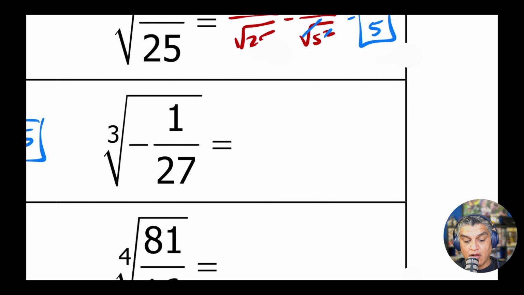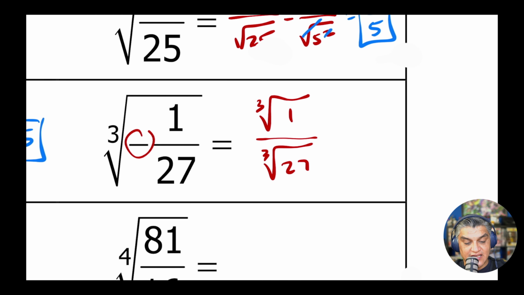So we can do the same thing here. We can separate it. We can put a cube root of 1 up here and a cube root of 27 down here, but this fraction is negative. So we can decide that the negative doesn't go to both numbers. You see how it's right in the middle? We can put the negative with the 1, or we can put the negative with the 27. Doesn't matter. I chose to put it with the 1. So I have the cube root of negative 1 over the cube root of 27.